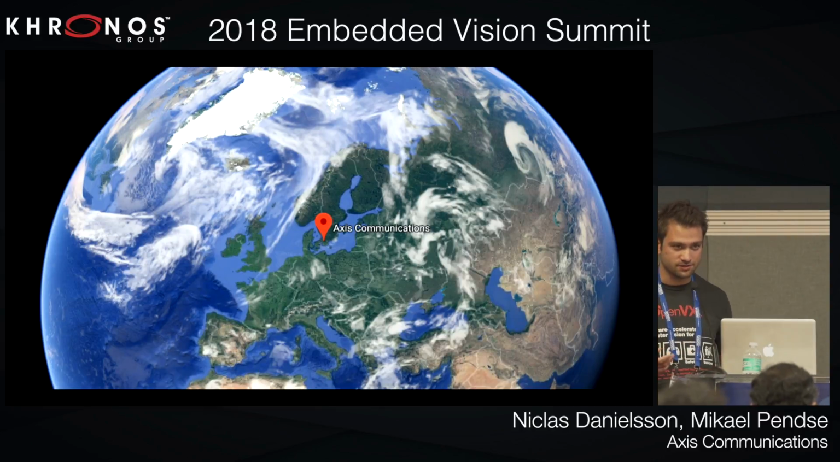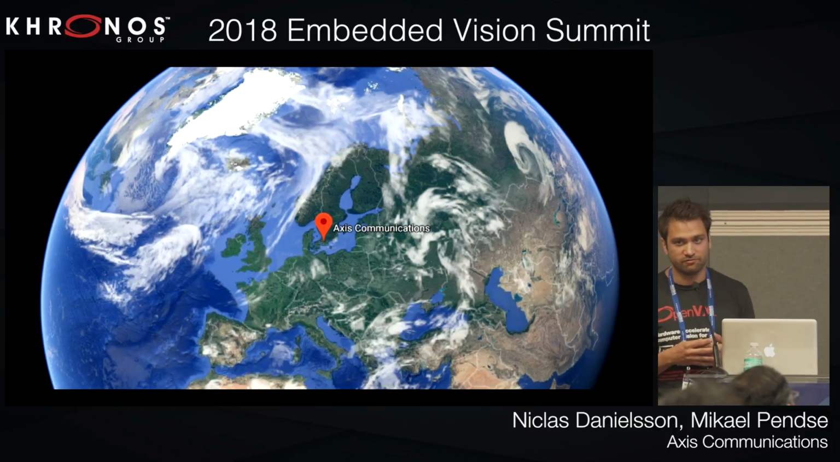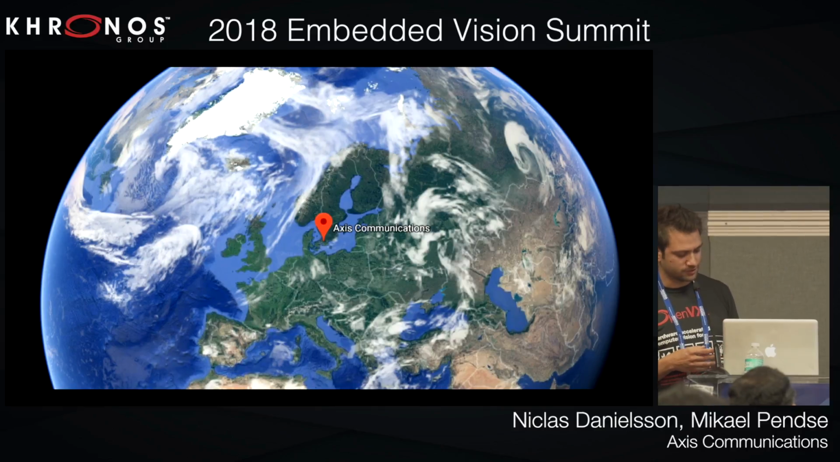So Axis Communications, this is where we are located, or headquartered and founded, in Lund in Sweden, in Europe. Yeah, so that's where we are on the globe.